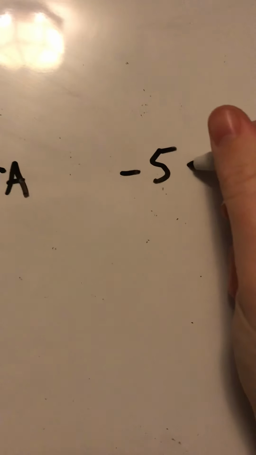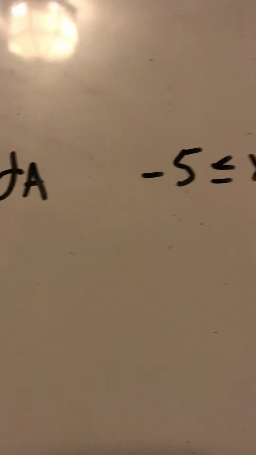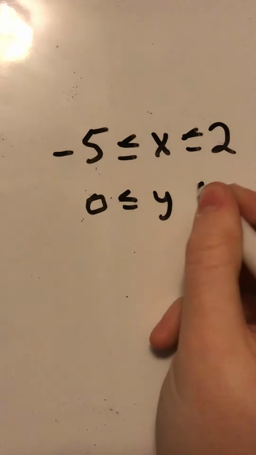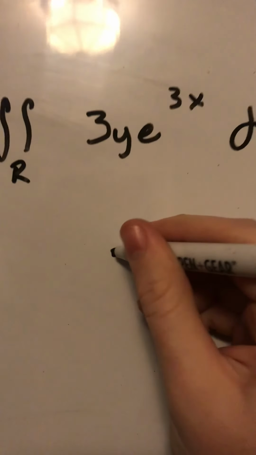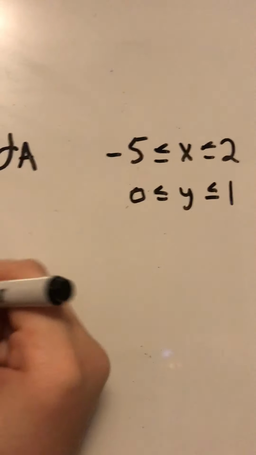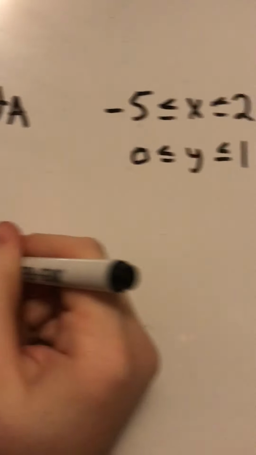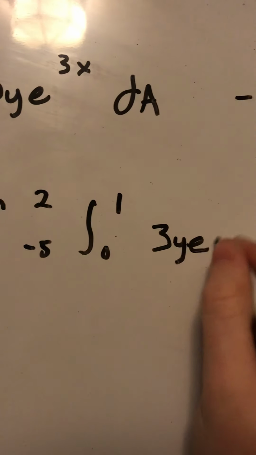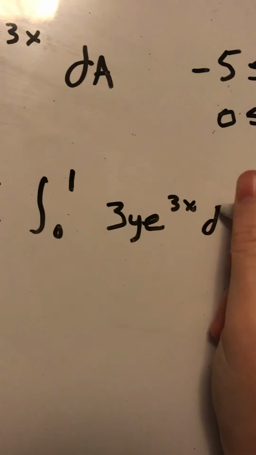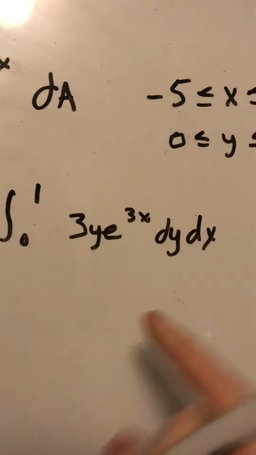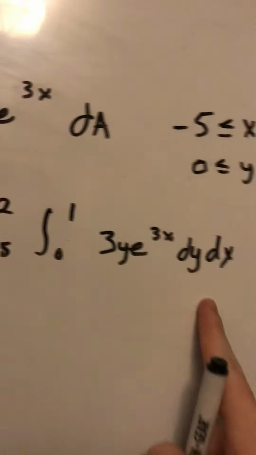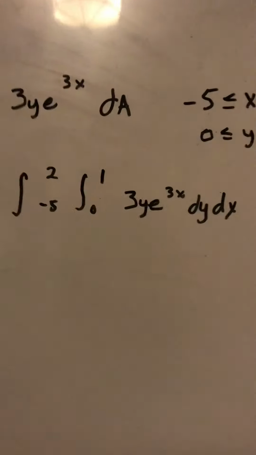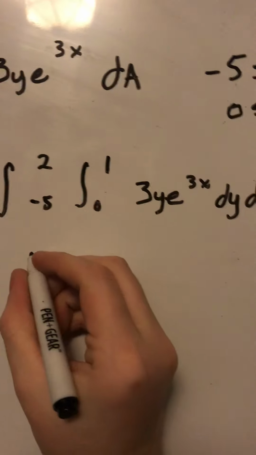From negative 5 less than or equal to x, less than or equal to 2, and 0 less than or equal to y, less than or equal to 1, which tells us our limits of integration. We're going to have negative 5 to 2, and 0 to 1, 3y e to 3x dy dx, because I chose this on the inside and this on the outside. That's the only reason it's in that order. That, and I like doing y's first, so all you x people are just going to have to deal with me.